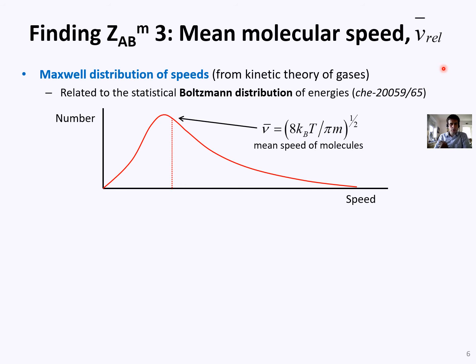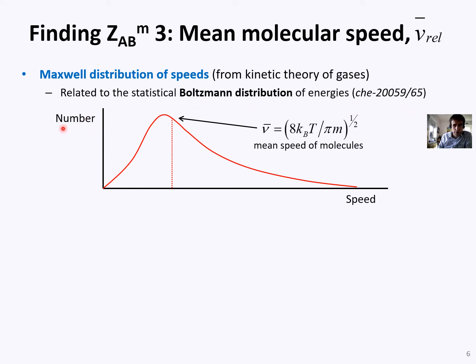Okay, so we've got a nice equation for the molar collision frequency, but what we haven't got yet is an idea of how to calculate that speed part of the equation. In order to do that, we need to go back and think about the Maxwell distribution of speeds, which comes from the kinetic theory of gases, which is referred to right at the beginning of the Elements of Physical Chemistry textbook. And we can also just refer basically to the Boltzmann distribution of energies that you covered last year.